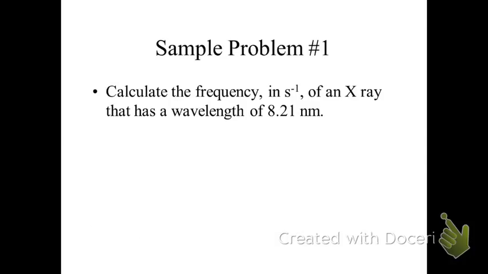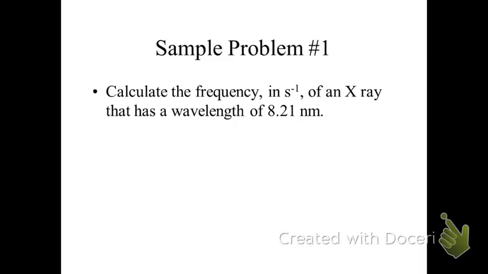So here is your first sample problem. Calculate the frequency in s to the minus 1 of an X-ray that has a wavelength of 8.21 nanometers. When you are doing any sort of calculation, you are going to want to put down the equation that you're choosing to use before you move on to the rest of the problem. This is good practice for AP because the graders will be more apt to give you points if they can follow your work. So you really need to write the equation down.